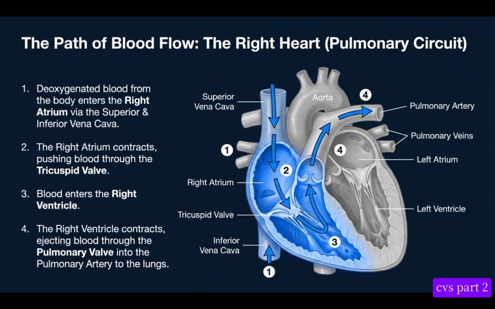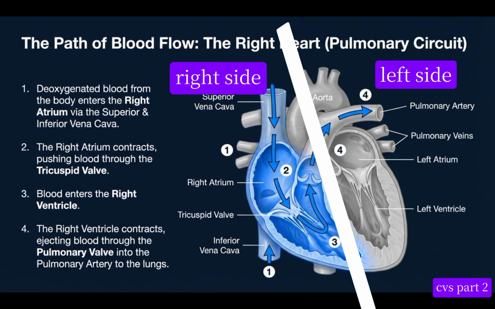Now, let's start with the way by which blood flows. First, we have the left and the right side of the heart. The right side is made up of the right atrium and the right ventricle, while the left side is made up of the left atrium and the left ventricle, and they are separated by valves. So let's start with the right side of the heart.